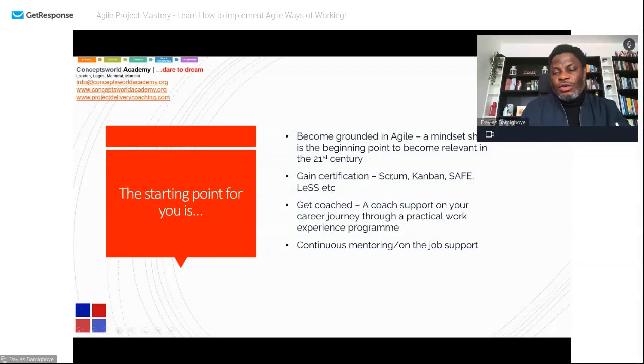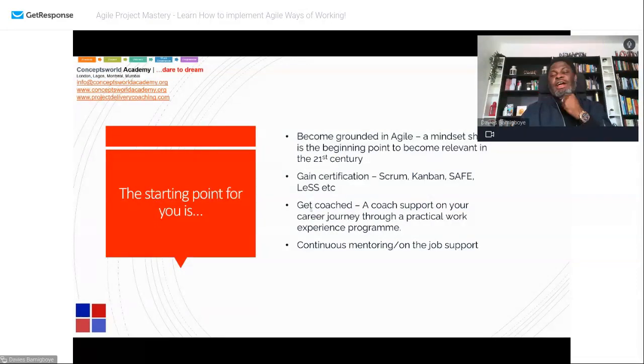You can go and get Scrum, Kanban, SAFe, or LeSS certification. Certification is not the be-all and end-all of it. Certification helps to open the door. It will help you so that people will listen to you because they know that you've been certified. But the next point I want to make is really important. If you have gotten certified, but you don't get coaching, you might struggle a bit.